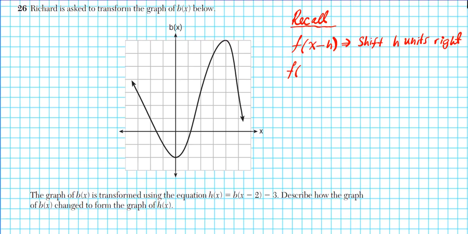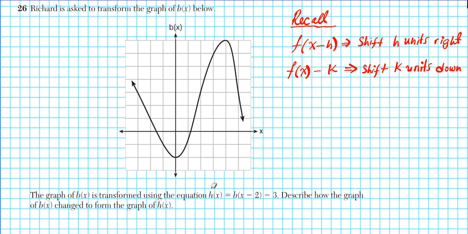If you have a function minus a number, okay, in this format, you're going to shift k units, guess where? You're going to shift k units up. This one, it makes sense. I'm sorry, k units down. So you're going to shift k units down. For the vertical shifts, up and down, you just follow the sign. But for the horizontal shifts, left and right, you do the opposite.